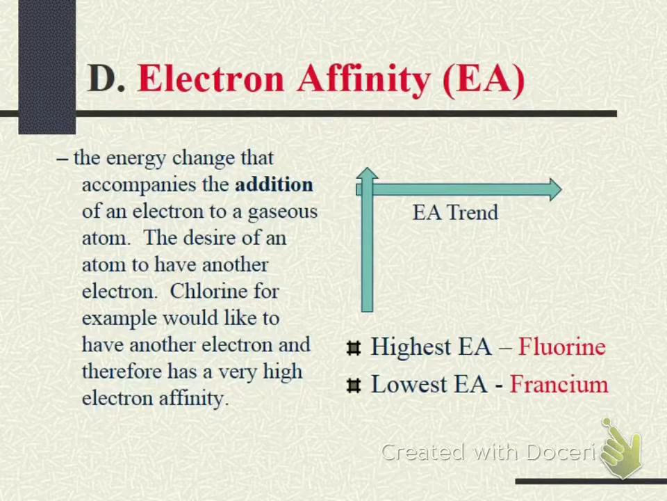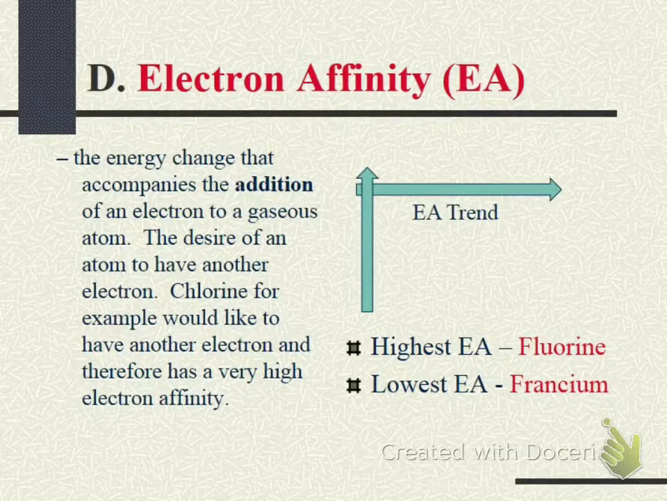Electron affinity is the energy change that accompanies adding an electron, the desire of an atom for another electron. So basically, if it's something that's really hard to remove an electron from, has a high ionization energy, it's going to have a high electron affinity because it really wants its electrons. So like chlorine wants an electron a lot more than sodium does, right?